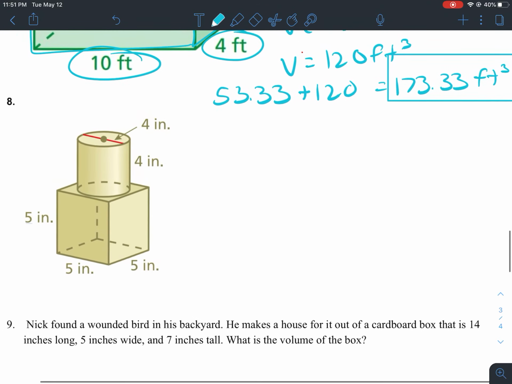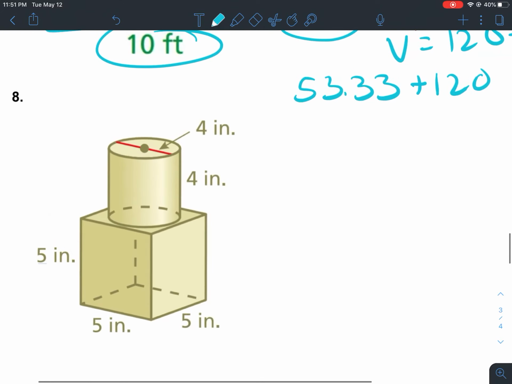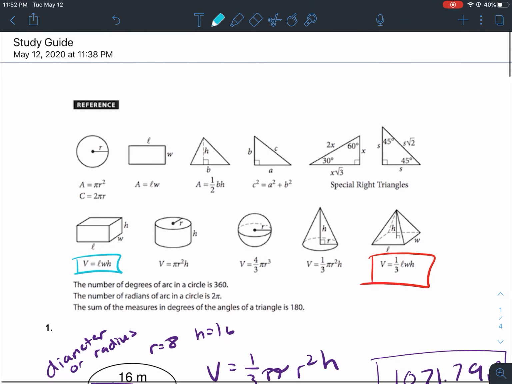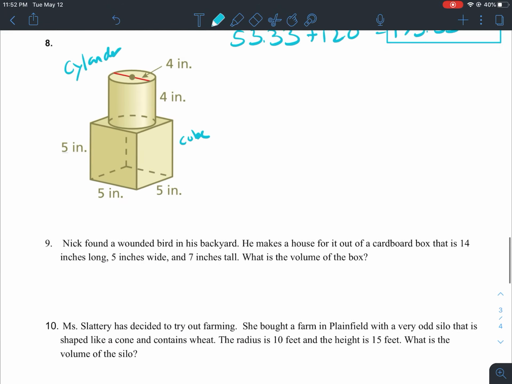All right, last volume one here, I guess, or last picture problem. All right, so again, this is a composite figure. We need to break it down. So if I'm looking here, I see 2 different shapes. I have a cylinder. And we have, on the bottom, it's actually a cube. So first, let's find the volume of the cylinder. If we look up here, to find my cylinder, it's pi radius squared height.